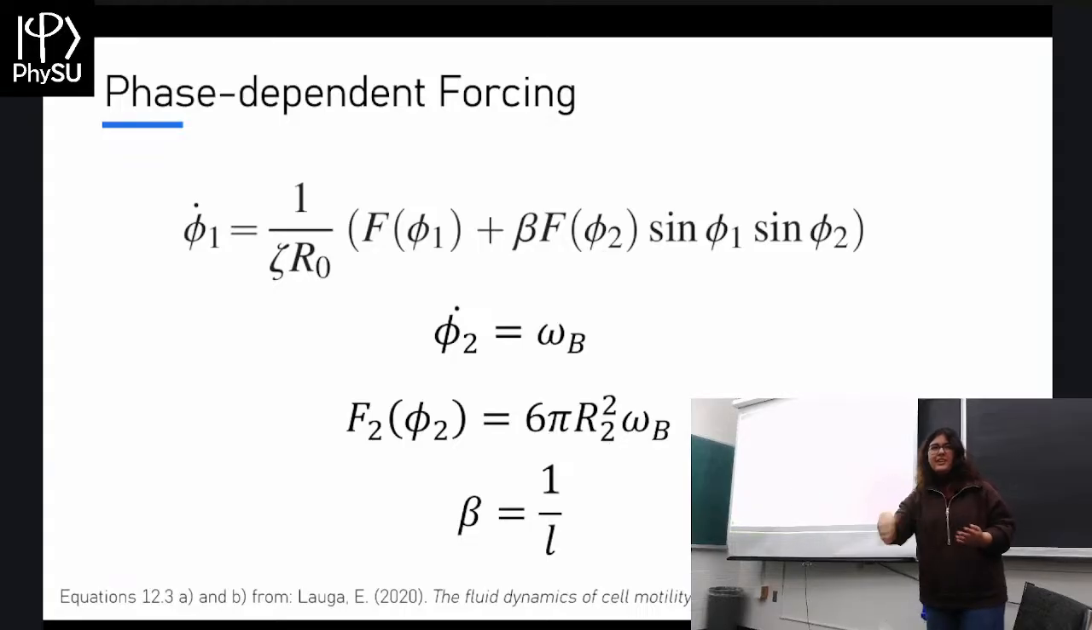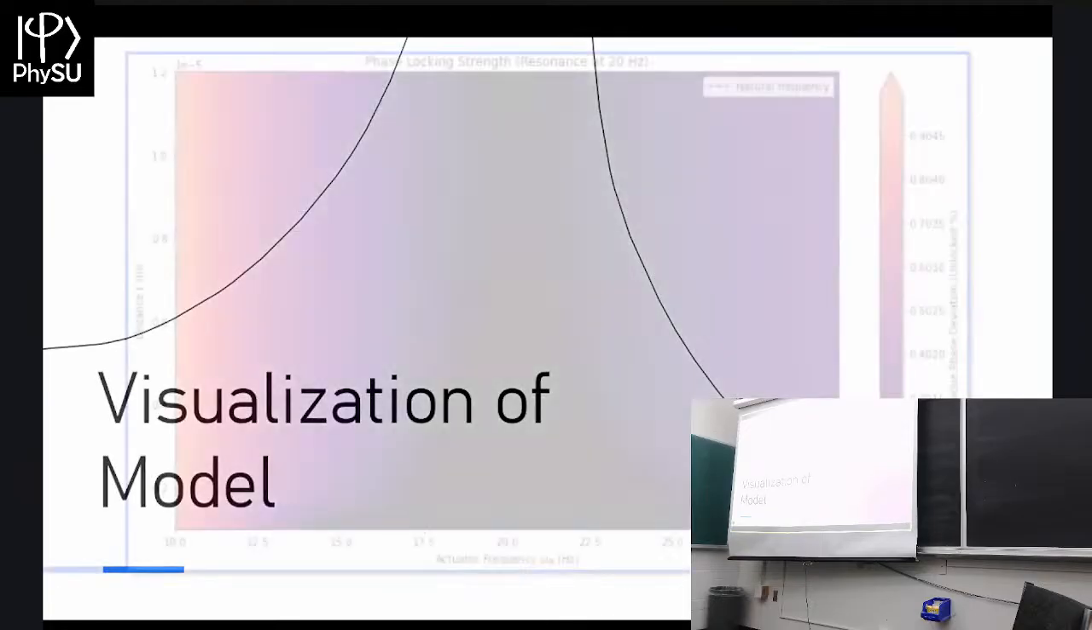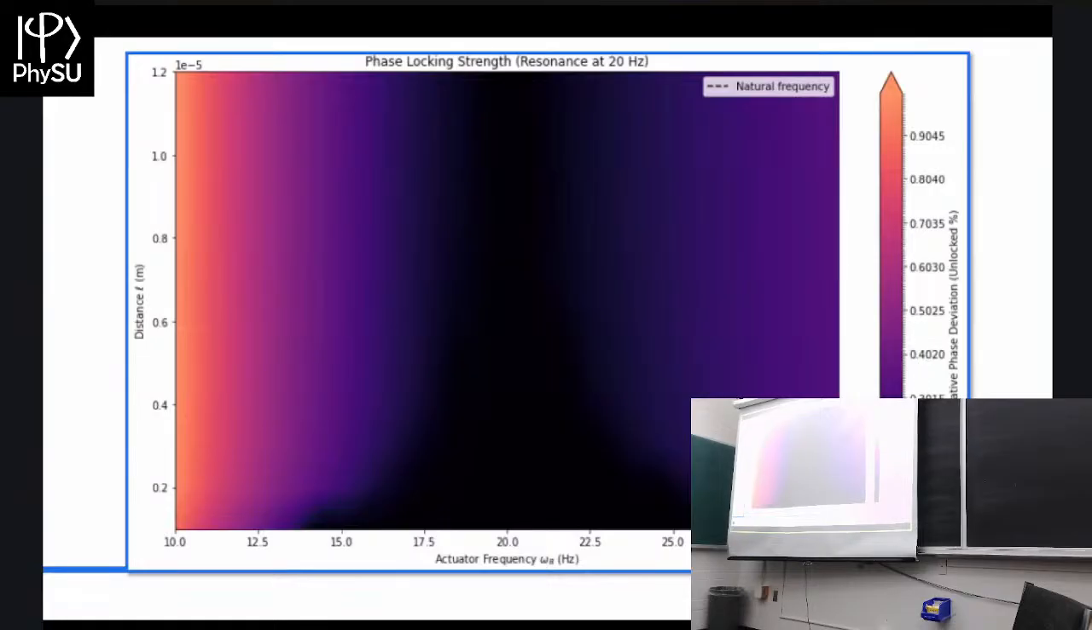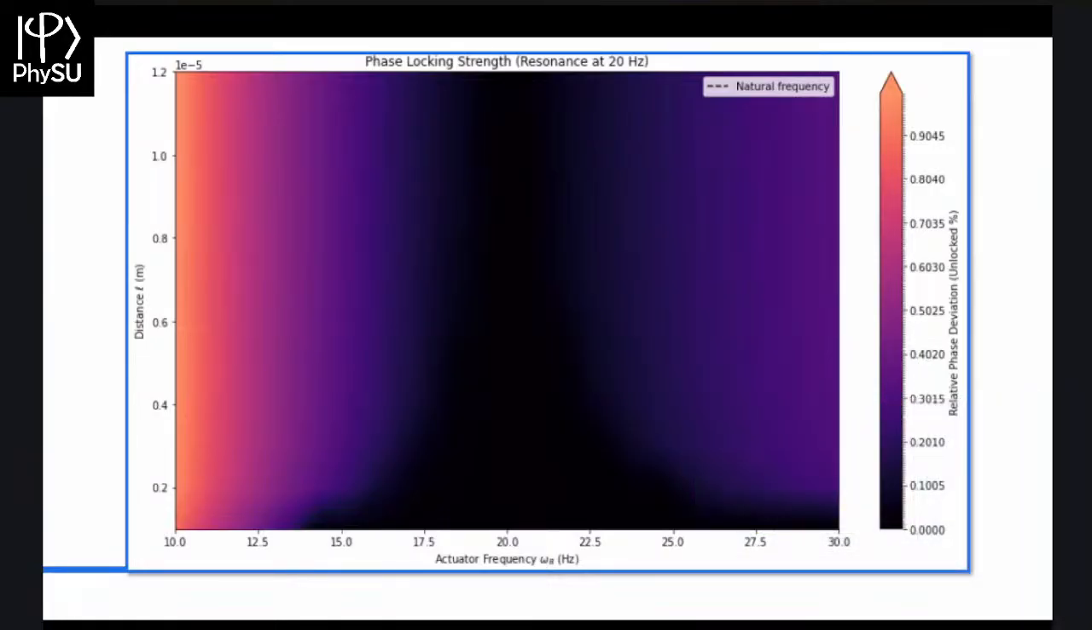With Euler's method, you can derive what the next step should be. As you can see, my math names are very good. But essentially, what I got was this model. I should have used different colors. I was going to change it before this presentation, but I did not. So we're back here again. This is showing, on the x-axis, actuator frequency, and on the y-axis, distance between actuator and cilia.